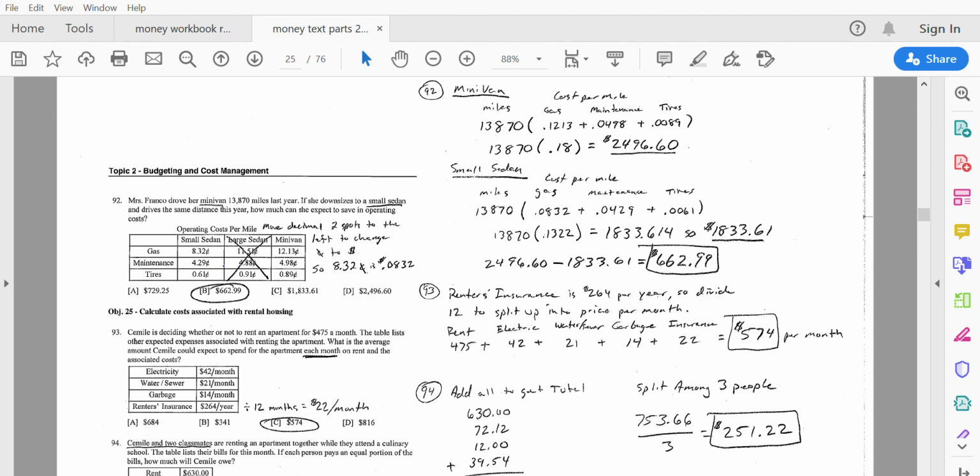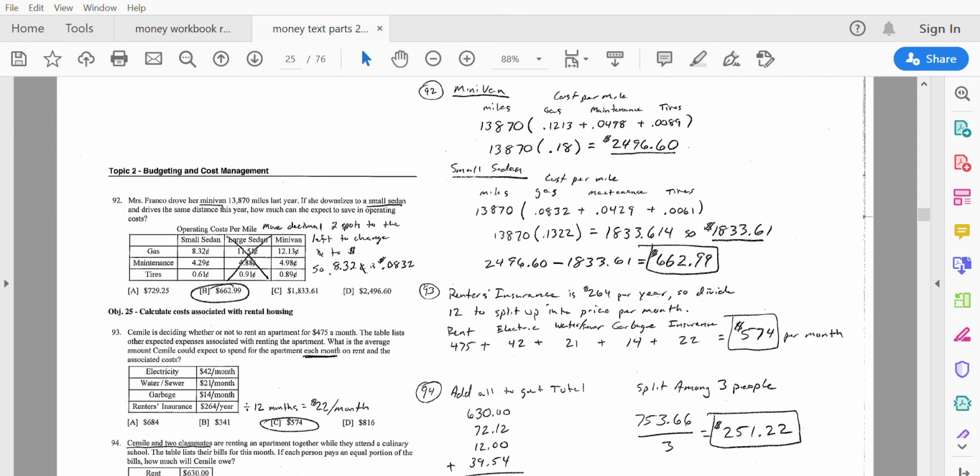Okay. So what I did is broke down the prices for each vehicle. So if you look in the minivan, I took this column, 12.13 cents is $0.1213. 4.98 cents is $0.0498. The tires, 0.89 cents, so this is a really small number. You move this twice, just like they did in the other ones, $0.0089. Okay. So I add those three things up, it gives me 0.18 or 18 cents per mile. She drives this many miles. We take 13,870 times 18 cents. So her maintenance on those three items for her minivan is going to be $2,496.60 for that year.